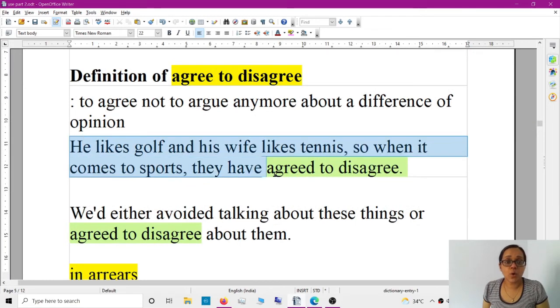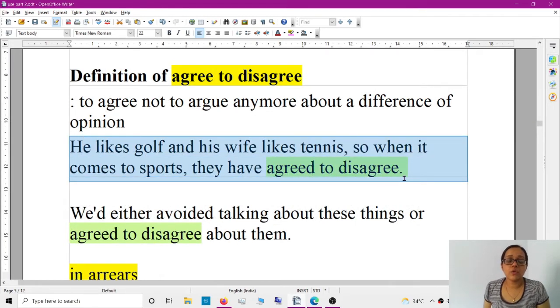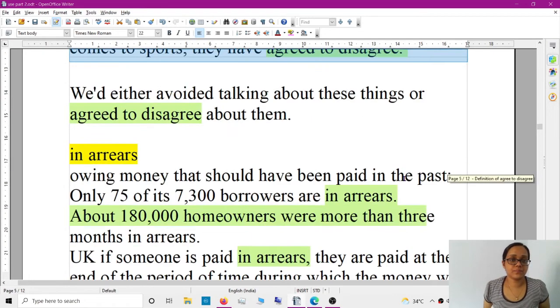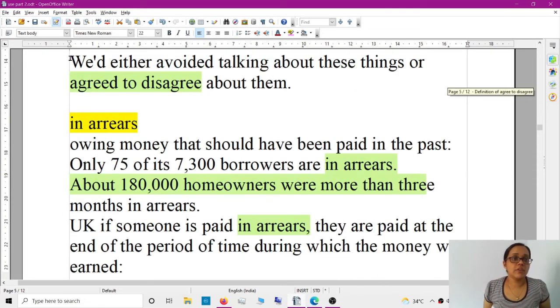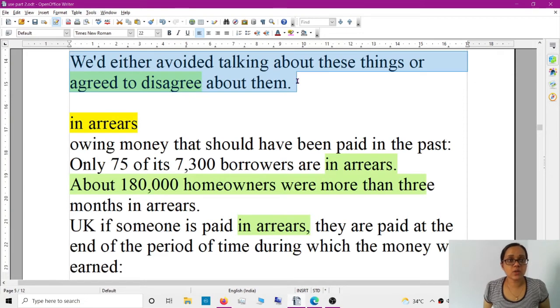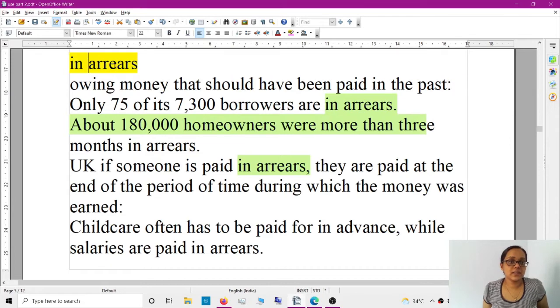He likes golf and his wife likes tennis. So when it comes to sports, they have agreed to disagree. We will either avoid talking about these things or agree to disagree about them.